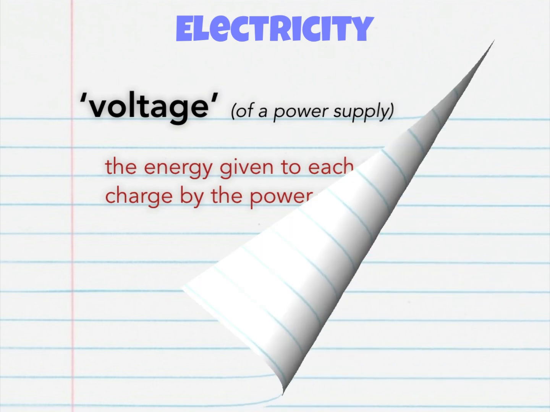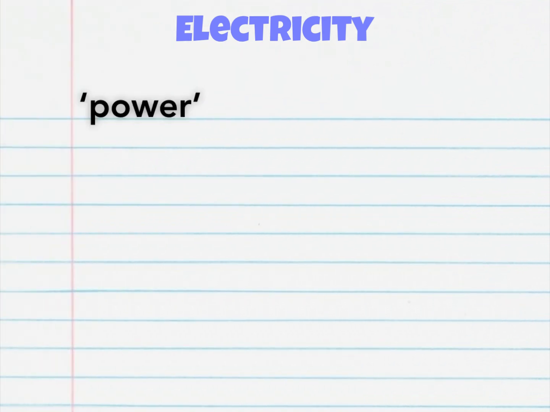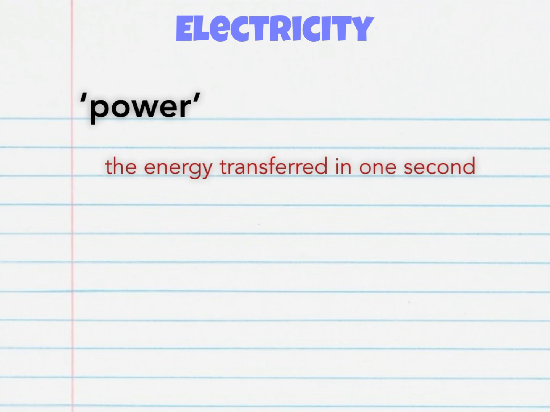Next up is power. Let's see if you can work out a definition for power using an equation. The equation links power, energy and time. And remember that the unit for time is seconds. This is the definition. Power is the energy transferred in 1 second.